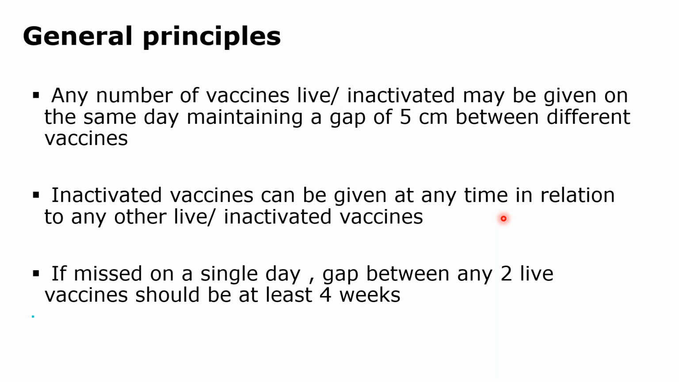It's not like you gave one live vaccine today, and suppose another vaccine which was supposed to be given is not available today, it is available after 4-5 days. You cannot give it after 4-5 days. So either you give all the live vaccines which are due on the same day or you give them at an interval of at least 4 weeks.